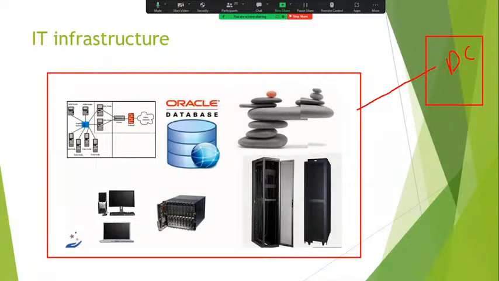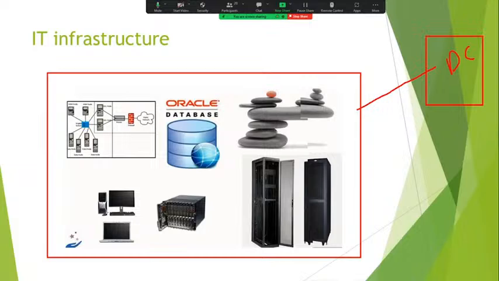So simply, what is a data center? A data center is the heart of the organization, where we can build, deploy, manage, and access applications through the internal or corporate network. I'm repeating: a data center is the heart of the organization.